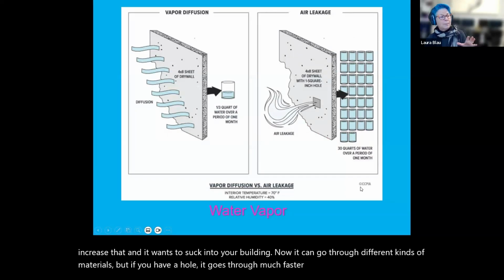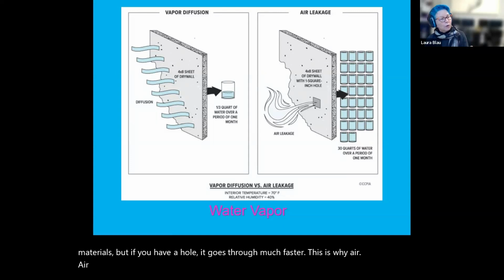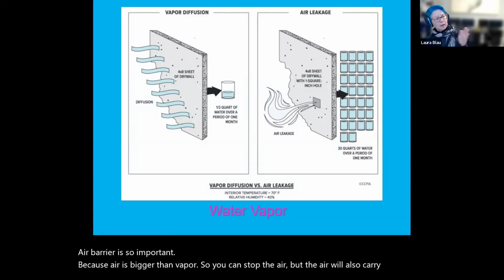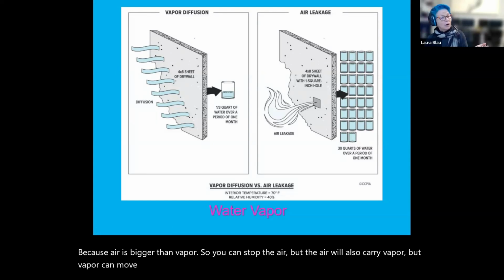This is why air barrier is so important, because air is bigger than vapor. So you can stop the air, but the air will also carry vapor. But vapor can move through a smart air barrier so things can dry out.